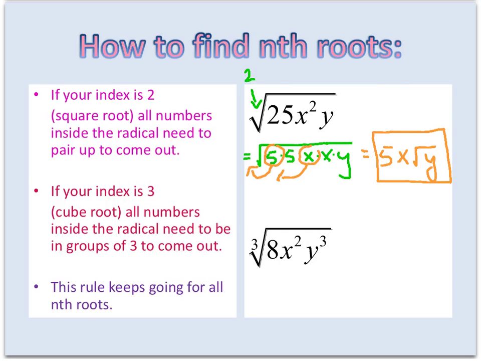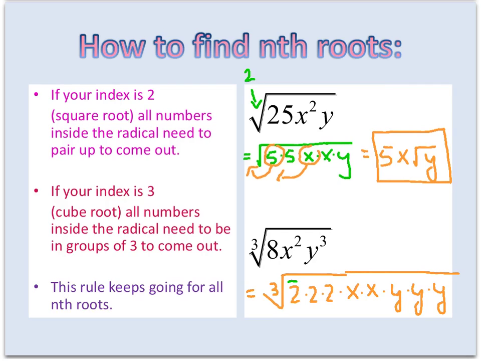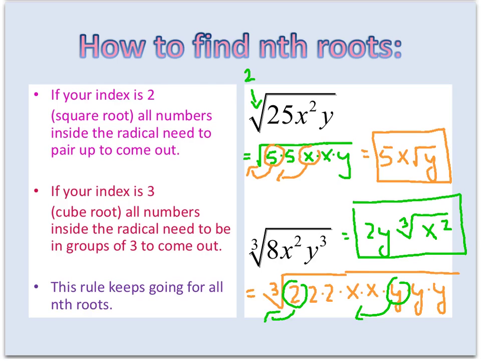Now, when you're dealing with cube root, the exact same thing applies, except for now I need 3 of every number. So I can rewrite 8 as 2 times 2 times 2. X squared is x times x, y cubed is y times y times y. So anything that appears 3 times will hop out. So a 2 will hop out and a y will hop out. So I'm going to be left with 2y cube root, and then my x squareds stay inside because they don't have enough to come out of the radical. So this rule applies for any nth root.